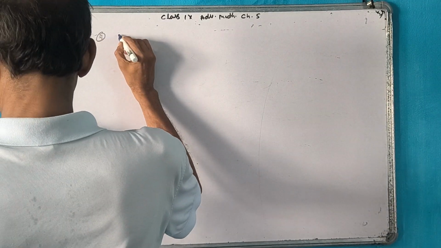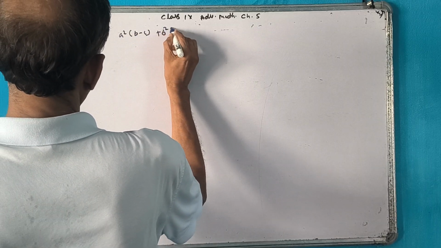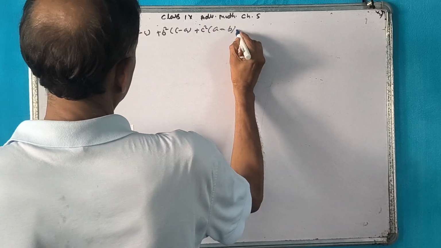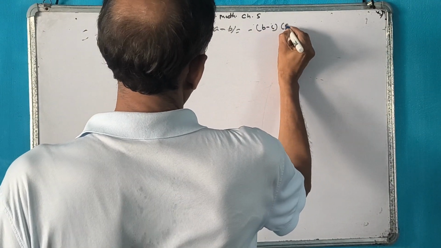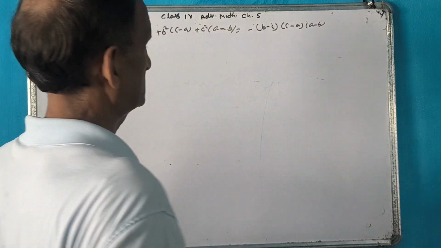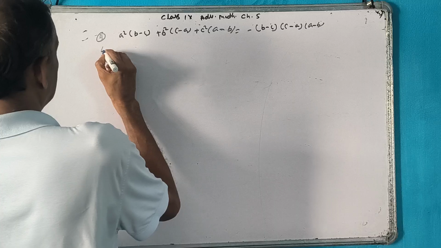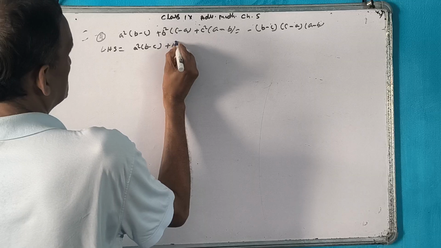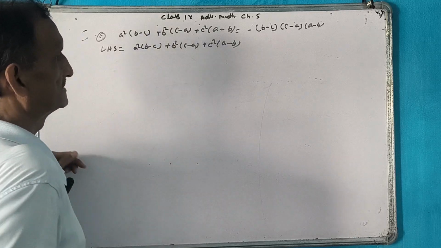Number 9, the formula is A square into B minus C plus B square into C minus A plus C square into A minus B, equals minus B minus C into C minus A into A minus B. You can write here A minus B, B minus C, C minus A also. Okay, we need to prove this. So take the left hand side, A square into B minus C plus B square into C minus A plus C square into A minus B.